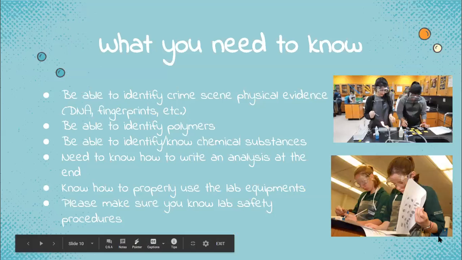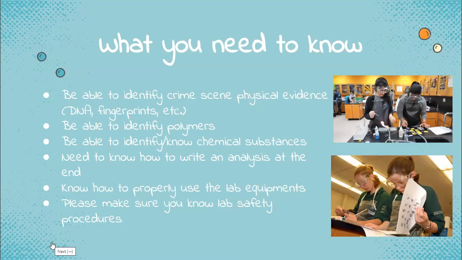So for tryouts, you would need to know and identify crime scene physical evidence. That would be like DNA, fingerprints, or blood types. And then you would also have to identify polymers. That would be identifying maybe plastics and fiber or hair. And I'll show you a video on the next slide to tell you how you could identify those.